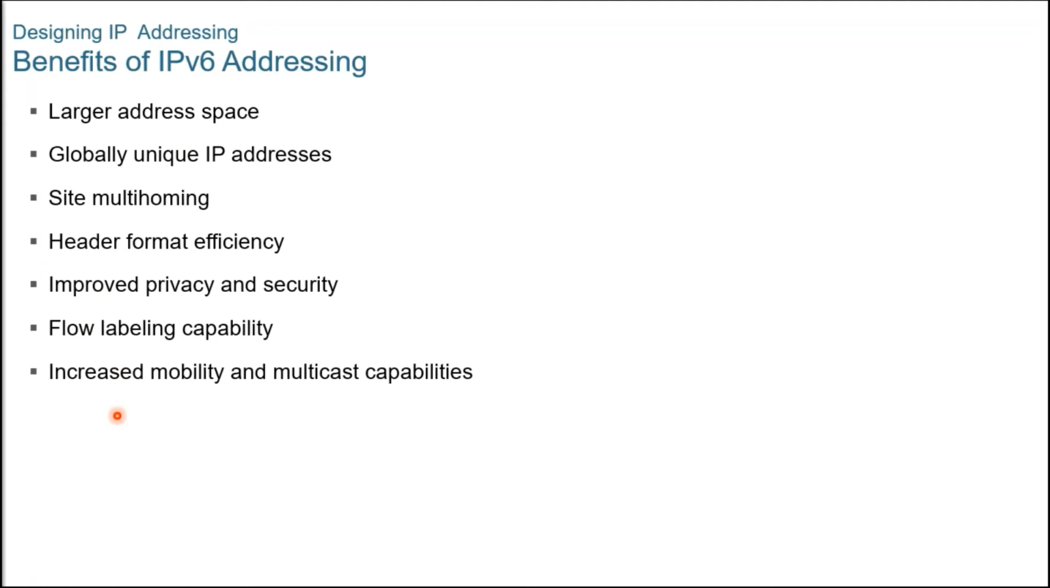The last one would be increased mobility and multicast capabilities. Mobile IPv6 allows an IPv6 node to change its location on an IPv6 network and still maintain its existing connections. With mobile IPv6, the mobile node is always reachable through one permanent address. A connection is established with a specific permanent address assigned to the mobile node, and the node remains connected no matter how many times it changes locations and addresses.